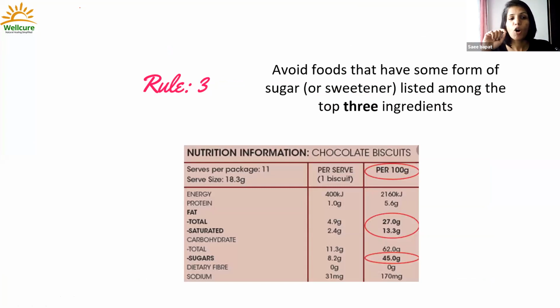Avoid foods that have some form of sugar. There are 64 different names of sugar that they add in the ingredient list, so sometimes even we don't understand that this is sugar. There is corn syrup, liquid glucose, golden syrup, and so many different names, which are actually refined sugars and very bad for our children as well as for our health. If sugar is listed in the first 3 ingredients, that means the quantity of sugar is so high that we cannot choose that particular food. Next.